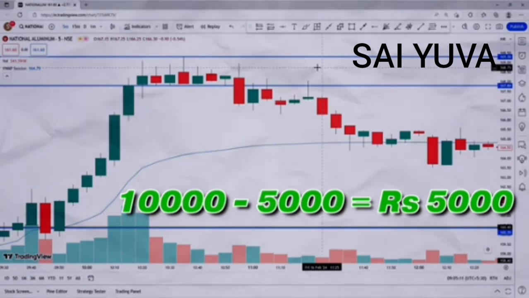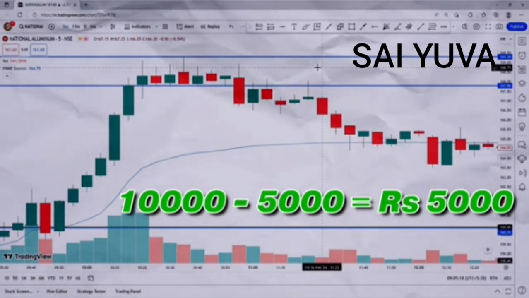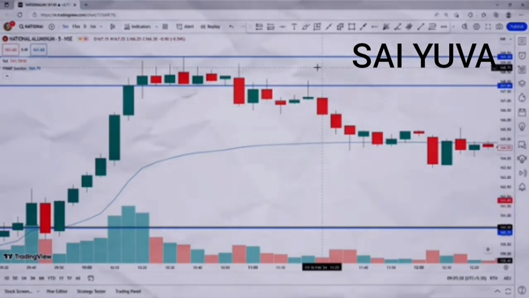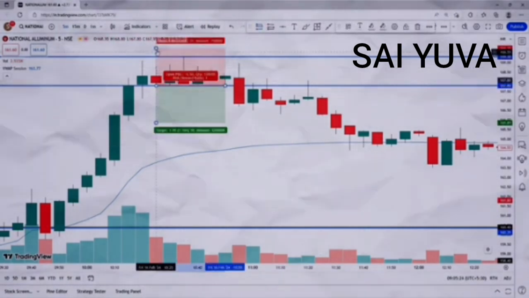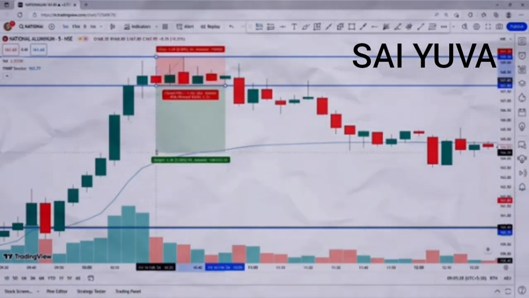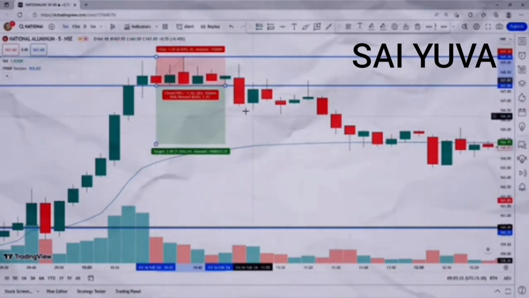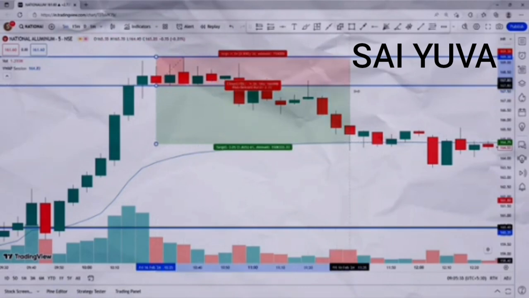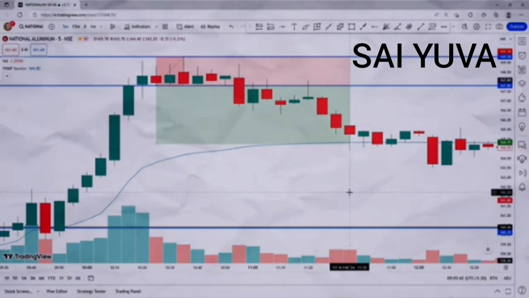So if you are investing rupees 1,000, then in the 5 profitable trades, you will get a total of rupees 10,000, and in the 5 losses, you will get a minus of rupees 5,000. So you will get a profit of 10,000 rupees and a loss of 5,000 rupees, and the remaining 5,000 rupees you will get in your account.